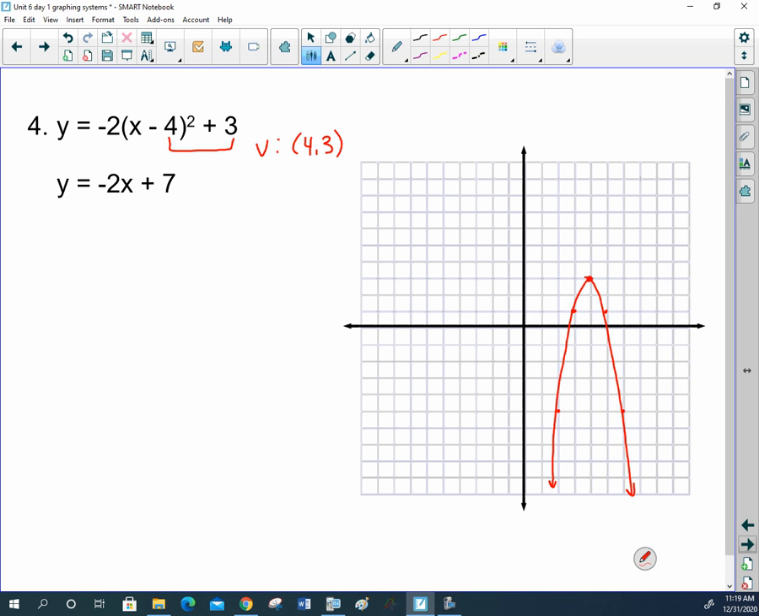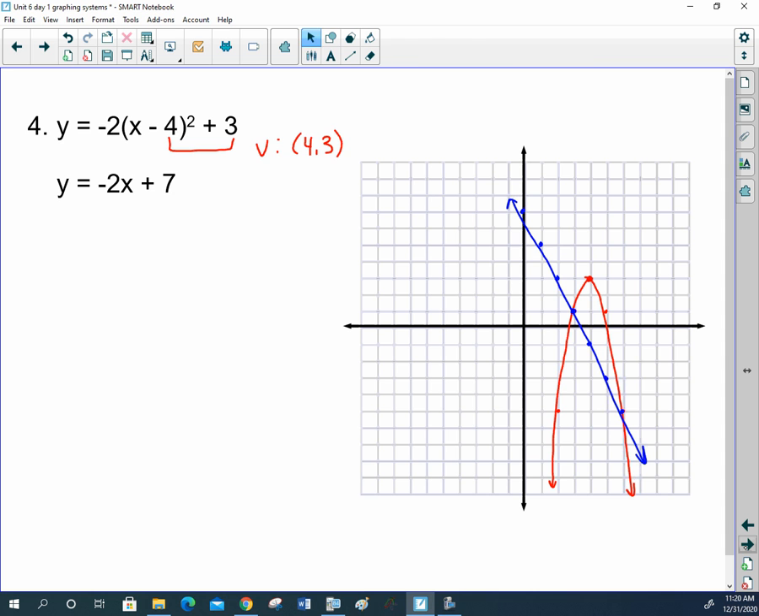Okay, now we'll graph our line. It looks like it starts up here at 7. And then we're going to go down 2 over 1. So down 2 over 1, down 2 over 1. So there's an intersection point. Down 2 over 1, down 2 over 1. There's another intersection point. So this one has 2 solutions.